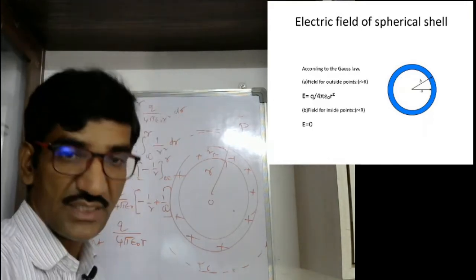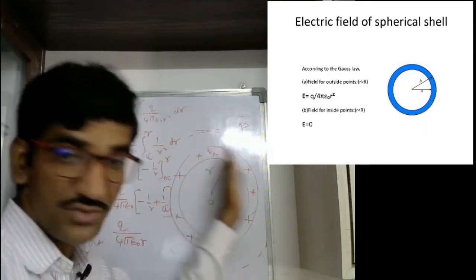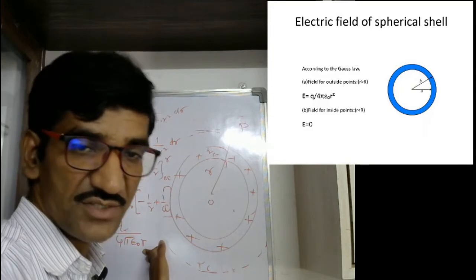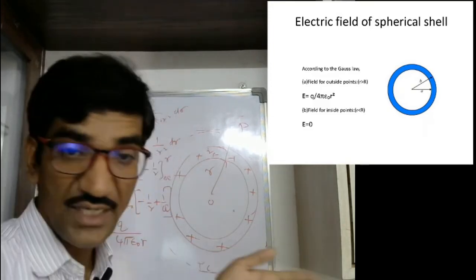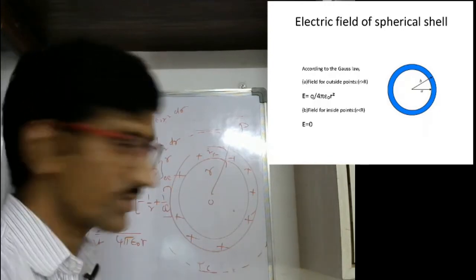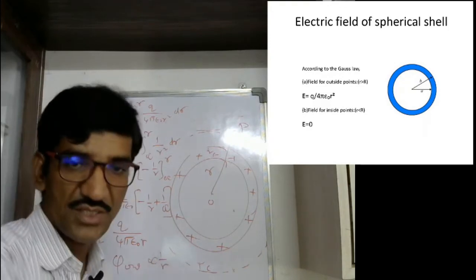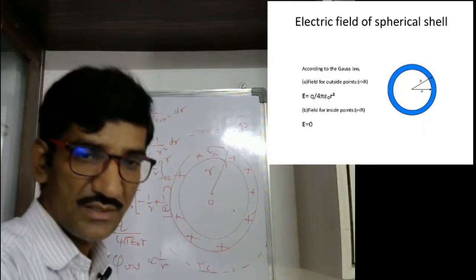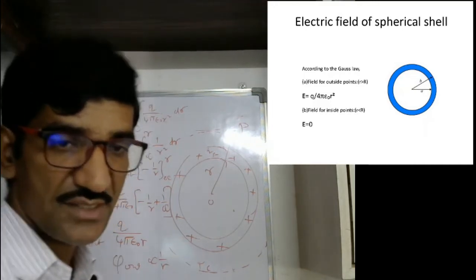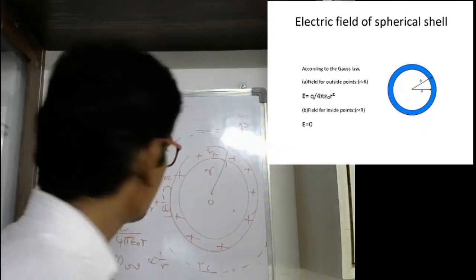Now let us go for the next case. Before that, you see how the potential varies for the outside points. As you increase r, that means as you move away from the center of the sphere, the potential gradually decreases. Phi out is inversely proportional to r, and E out is inversely proportional to r square. You know that. Next let us go for the inside point.